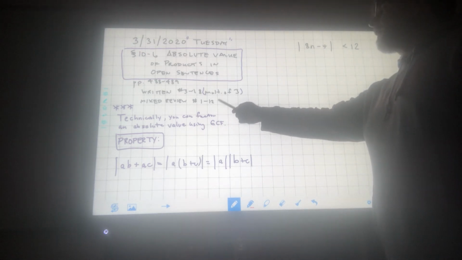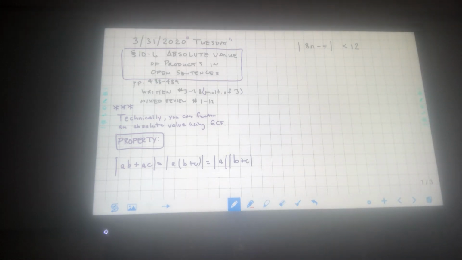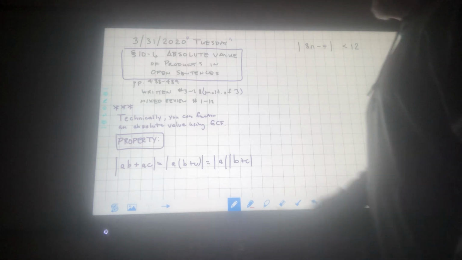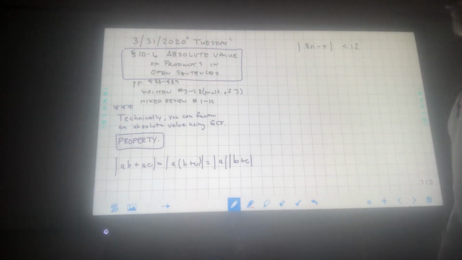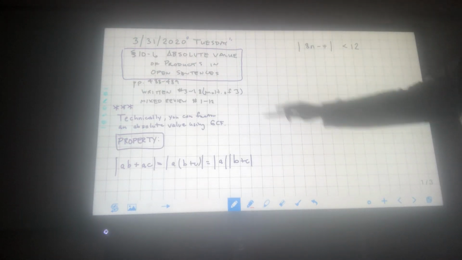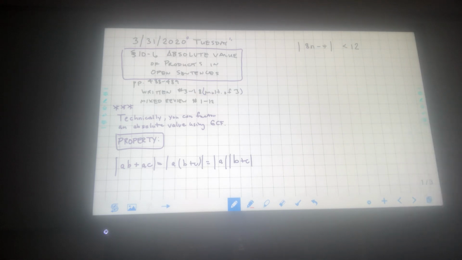But then this is a little weird. I did give you the mixed review numbers 1 through 12, and that's a lot of stuff on graphing. The reason I'm asking you to do that is because we will be graphing tomorrow. So we're going to do inequalities involving lines. It's mildly interesting. Okay, so today I put the 3 stars. If you don't do anything that's here in purple, you're going to be fine.